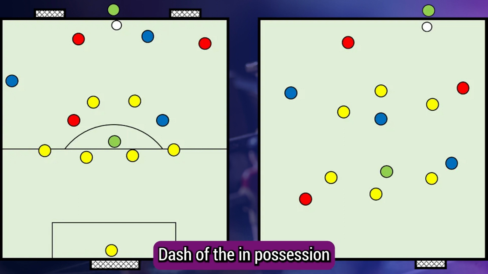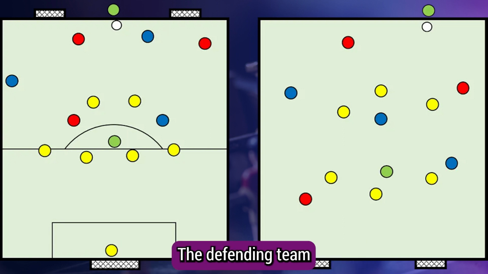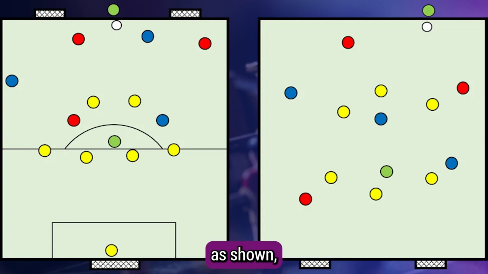If the in possession team plays from one end to the other and back, the defending team will have to win the ball twice to get out. If the in possession team plays from one end to the other through the middle, as shown, the defending team will have to win the ball twice to get out.